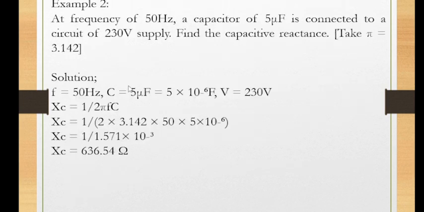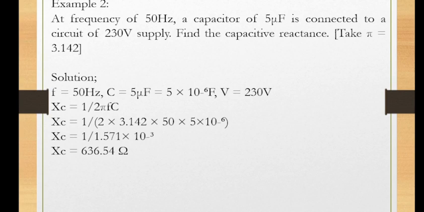Let's proceed. This is an example. At frequency 50 Hz, a capacitor of 5 microfarad is connected to a 230 volt supply. Find the capacitive reactance. Take pi to be 3.142. So what were we given? We're given our frequency. We're given the capacitor, which is 5 times 10 raised to the power minus 6 farad, right? So what were we asked to look for? The capacitive reactance. Xc is equal to what?